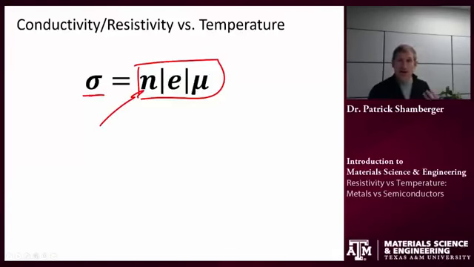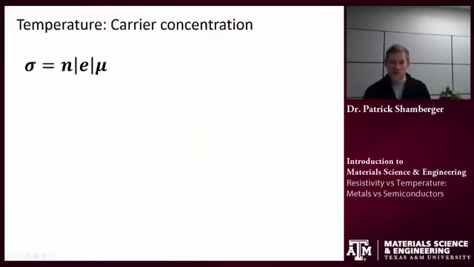So N, again, is the number of free carriers in the system. So how many particles do I have moving around? E is the charge. So if this is just an electron, then we have a single electronic charge. If it's an ion, it could be a multiple of the electronic charge. And mu is the mobility. How easily do these carriers move around? So let's think about how temperature affects each of these terms differently. First, we're going to think about N. How does temperature affect the number of carriers in a system?